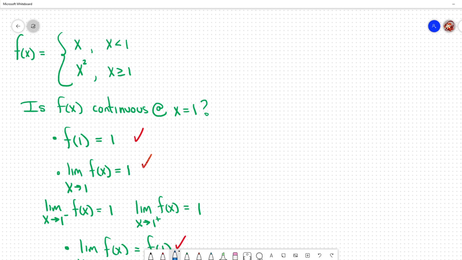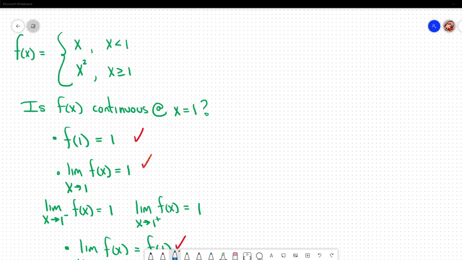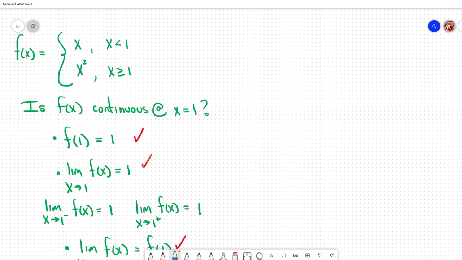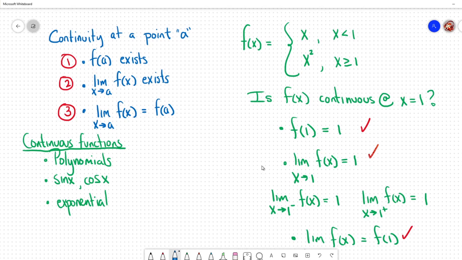So now let's go ahead and do one more example. And actually, I'm going to save my next example for another video, just because we're hitting the 10-minute mark here. So again, there's our definition, and we did an example of going through and proving continuity at a particular point.